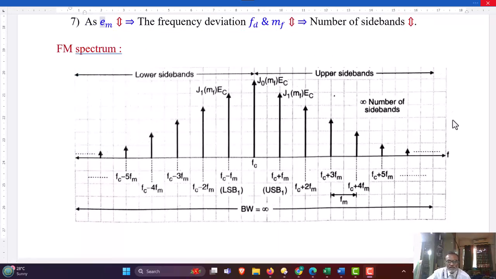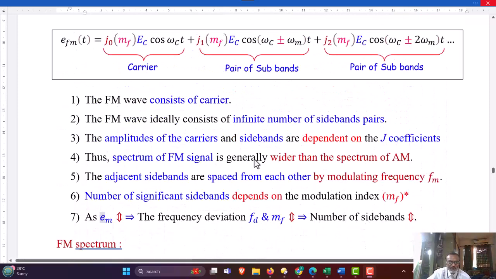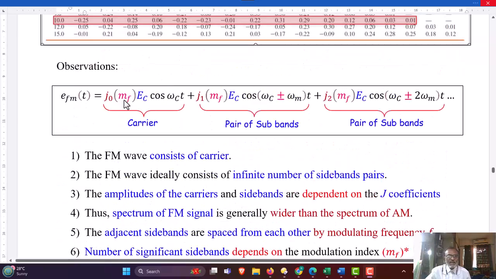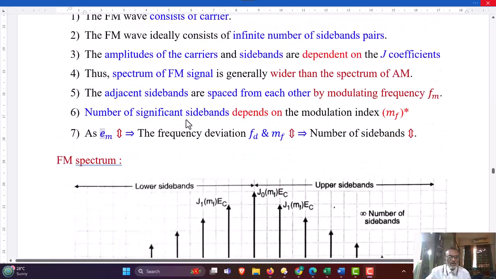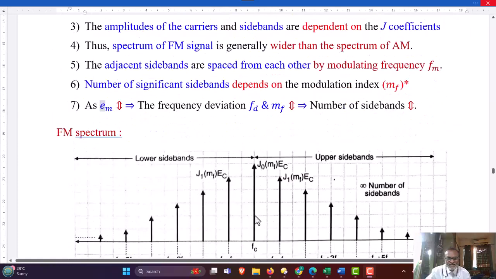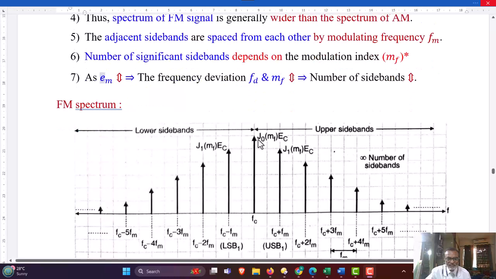So we will observe from this graph there is a carrier frequency signal which is of a frequency fc. Let us see the expression again. See here, the first part, the frequency is omega c, that is 2 pi fc. So the first part or carrier is varying with the rate 2 pi fc, that is with the frequency fc, and having amplitude J0 of MF into EC. Therefore, the first component has frequency FC with the amplitude J0 MF into EC.